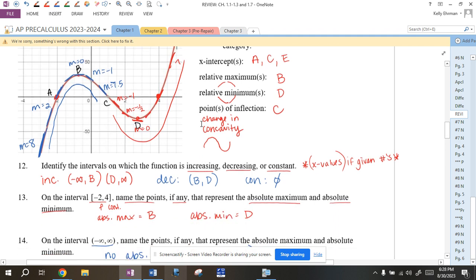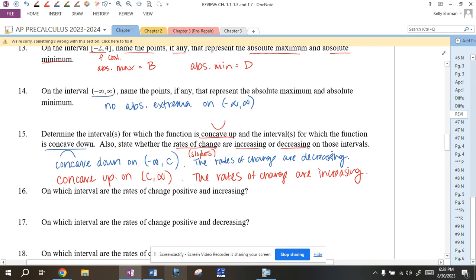But I also would love for you just to have this relationship memorized because they're going to ask us this. And this can be easy points, even if we're a little bit iffy on the picture of it. Concave down, rates are decreasing. Concave up, rates are increasing.